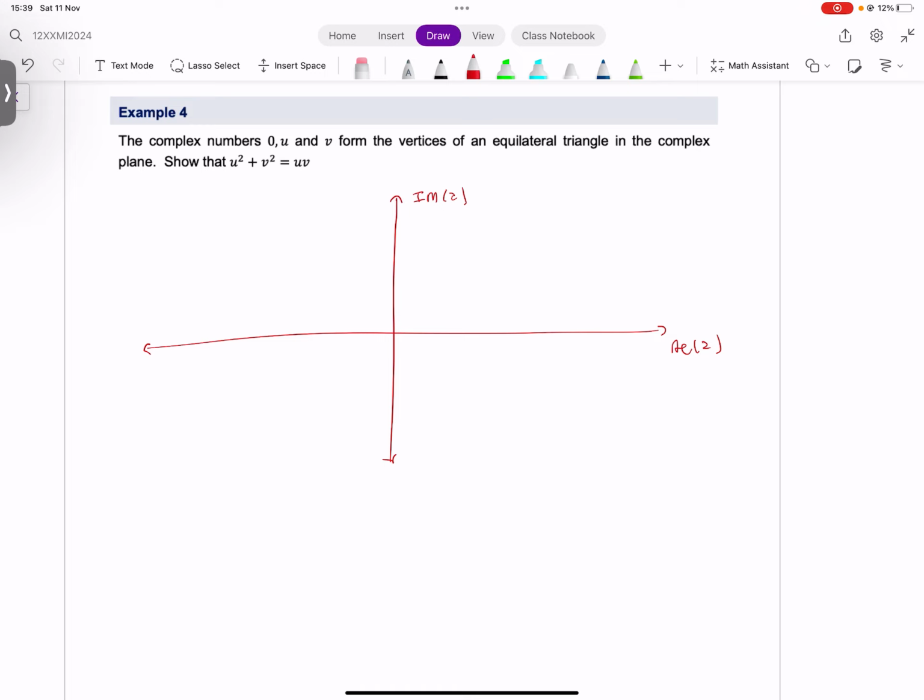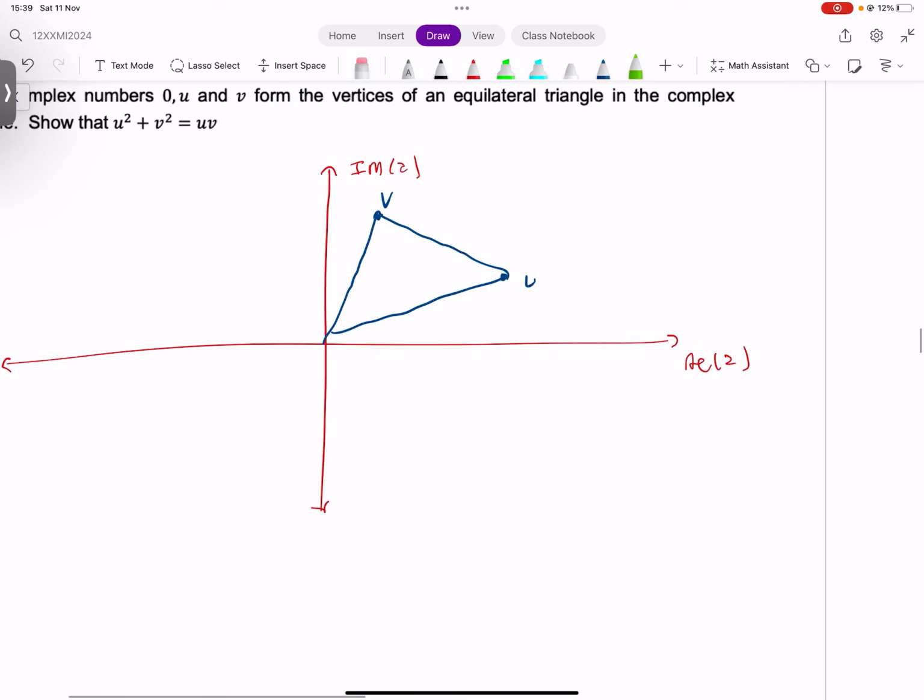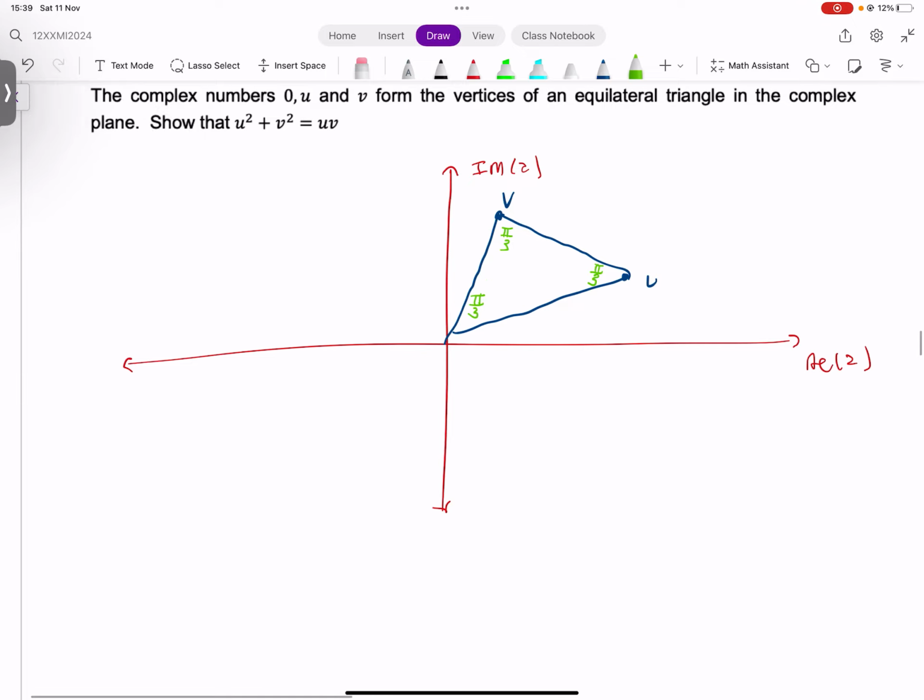Okay, let's have a go at plotting these, and we'll draw a random picture. So we've got an equilateral triangle, and we might call this V up here and this U here. Now we know that in an equilateral triangle, the interior angles are all pi on 3, or all 60 degrees. But from that, the argument of V is that, and the argument of U is that. So the argument of V minus the argument of U is equal to pi on 3.